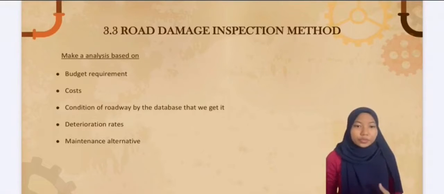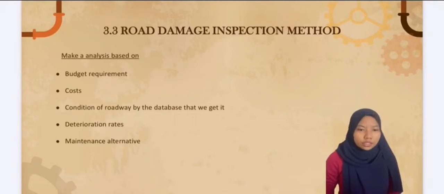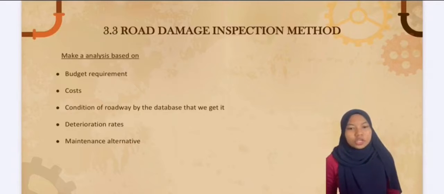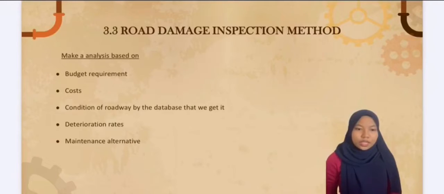I will explain about road damage inspection method. We make analysis based on 5 things, which is budget requirement. We need to make a budget for making a repair on the road damage. Second is cost of the user and environment. Third is condition of the roadway by the database that we carried for the traffic, accident, damage and network and structure. Next is deterioration rate.